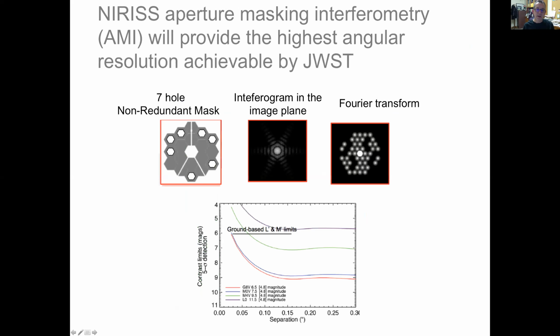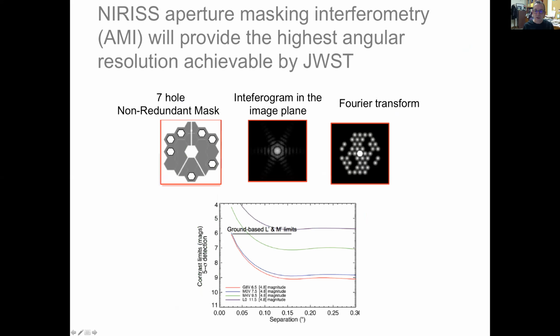This is the prediction of the contrast performance we expect with the non-redundant mask. And look at the scale here. It starts from 70 milliarcseconds to about 0.5 arcsecond. It goes to 0.3. But the NIRCam coronagraph and the MIRI coronagraph block light everything inside 0.5 arcsecond.